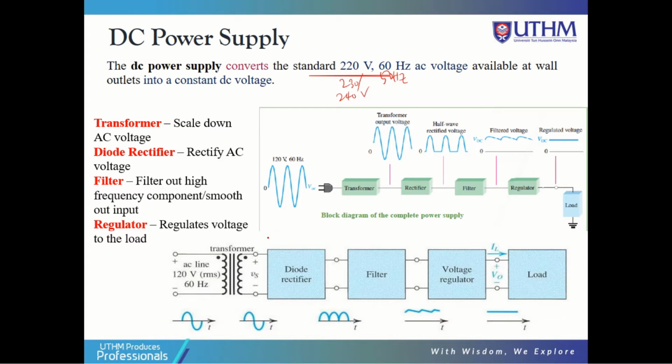Okay, ni pun sama lah. Ni sama, dua-dua sama. So transformer scale down AC voltage, diode rectifier rectify AC voltage, filter out high frequency component or smooth out the input. Okay, ni dia punya input kan, kita kena smooth out, kita guna filter. And regulator regulates the voltage to the load.